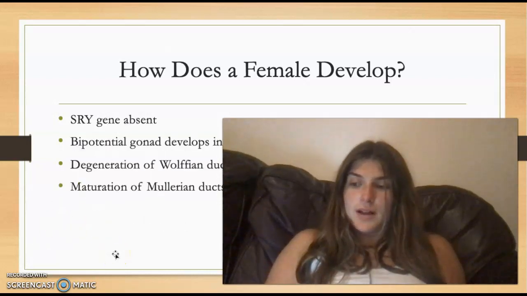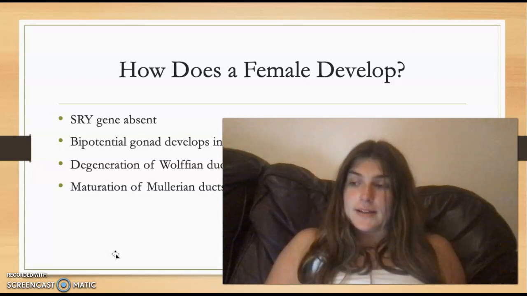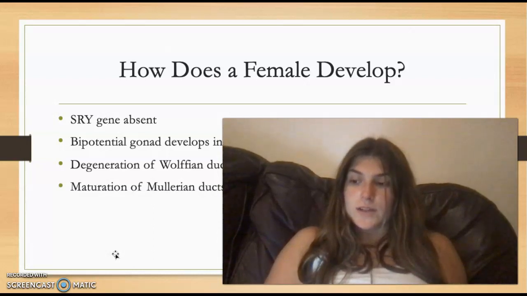How does a female develop? When a female develops, the SRY gene is absent. Because of this, the bipotential gonad develops into ovarian tissue. The female also does not have testicular anti-Müllerian hormone. The Müllerian ducts are now allowed to develop into fallopian tubes, the uterus, and the upper 1/3 of the vagina. The lack of testosterone then degenerates the Wolffian ducts.